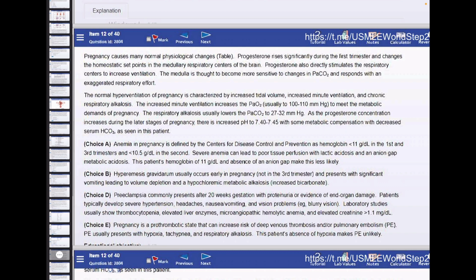Increased minute ventilation increases oxygen to meet the metabolic demands of pregnancy, of course, and the respiratory alkalosis usually lowers carbon dioxide. As the progesterone concentration increases during the later stages of pregnancy, there is increased pH too, 7.4 to 7.45, with some metabolic compensation with decreased serum bicarbonate as seen in this patient. So progesterone concentration would increase and would lead to increased oxygen, decreased carbon dioxide, pH would increase, and some metabolic compensation which would decrease bicarb.